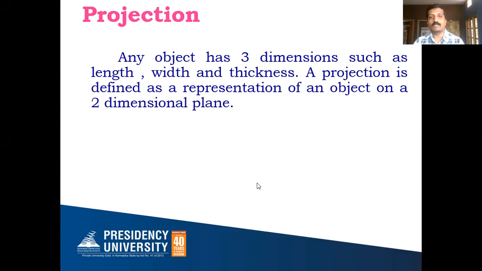So yesterday we discussed a few basics about engineering graphics: the definition, why it is called engineering drawing, the tools and instruments which are used, the conventions, the dimensioning system, and the representation. At the end we started with projection. Projection is a very important aspect in engineering drawing.